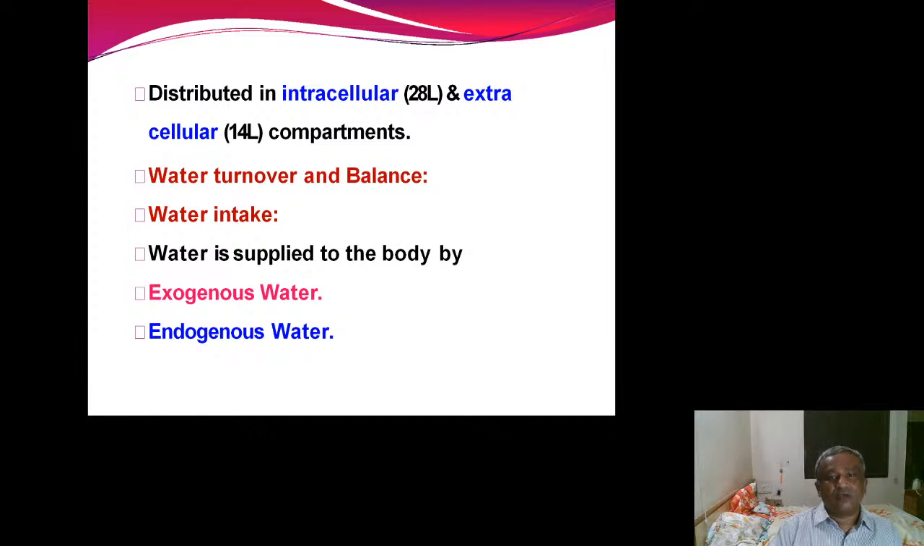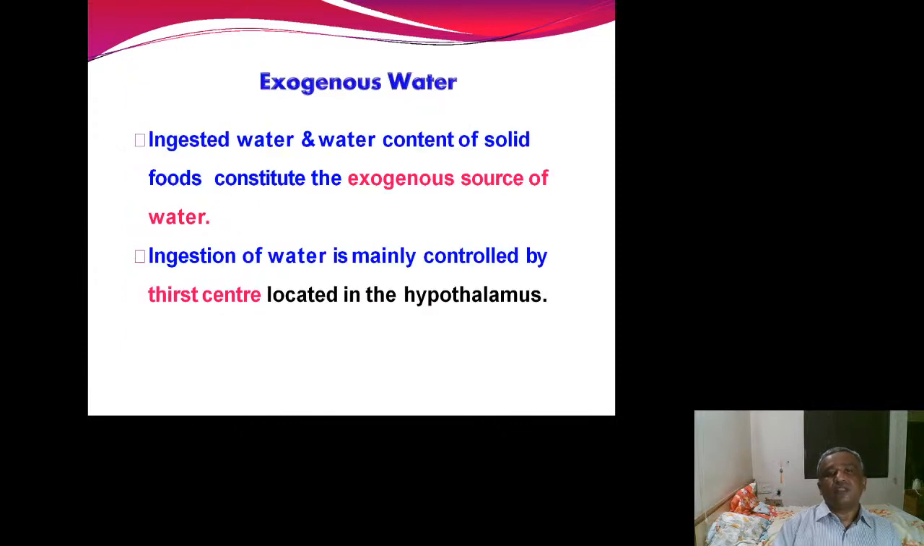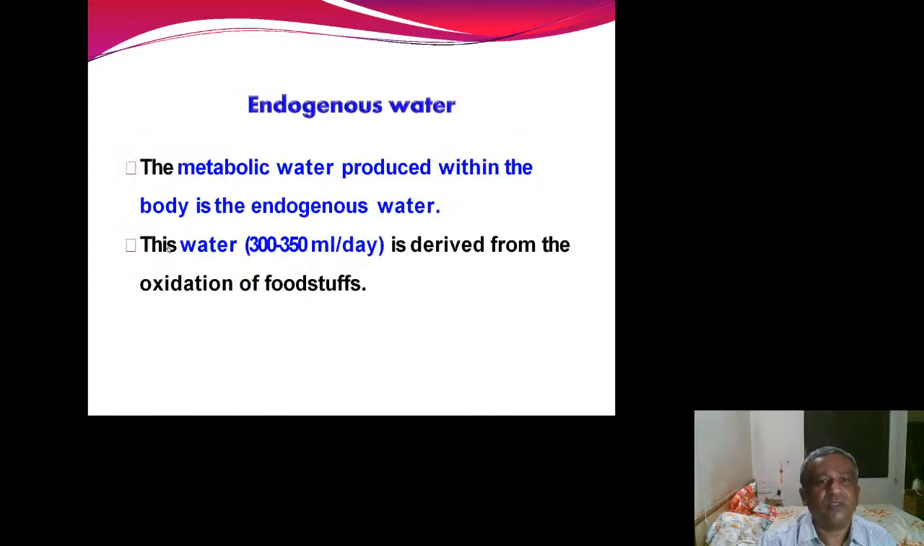If we see the water turnover and balance, the water intake is mainly supplied by exogenous and endogenous water. The exogenous water is the ingested water, whatever water is drunk by the person, plus the water content of solid foods, and it constitutes the exogenous source of water. The ingestion of water is mainly controlled by the thirst center. We already know it is in the hypothalamus, the posterolateral nucleus of the hypothalamus.